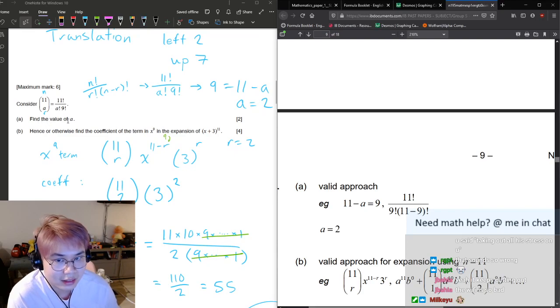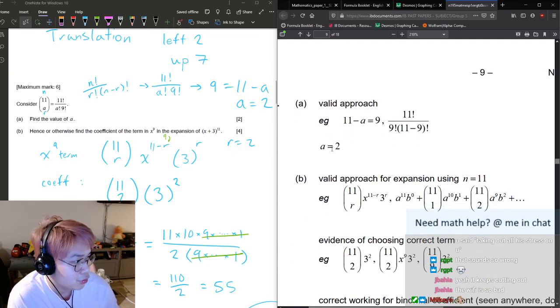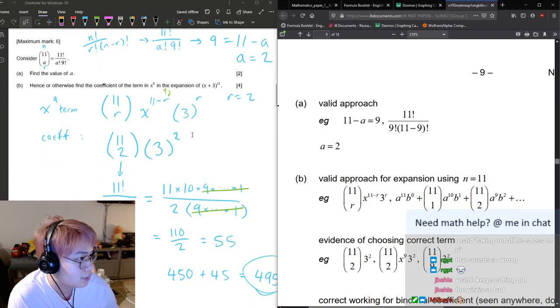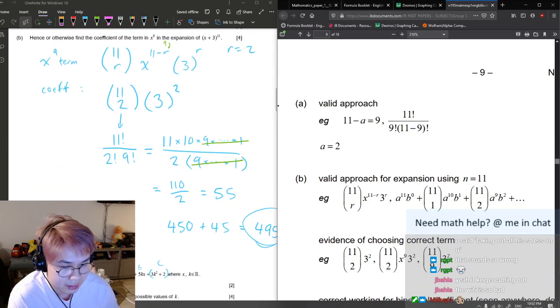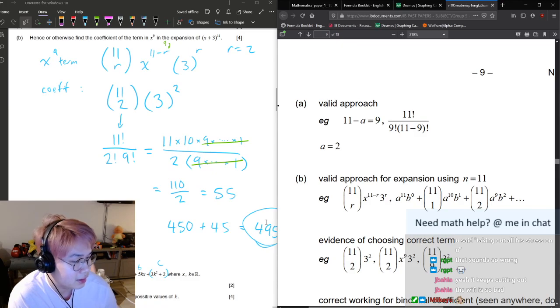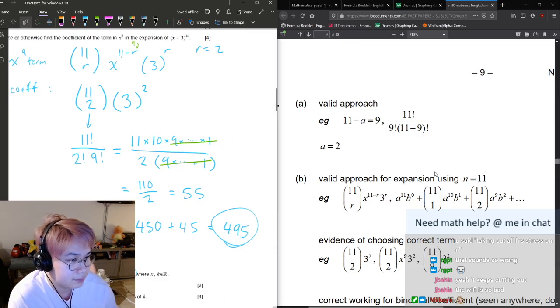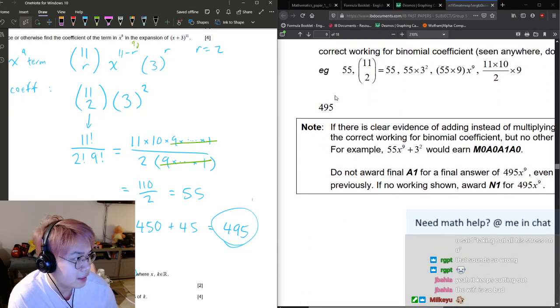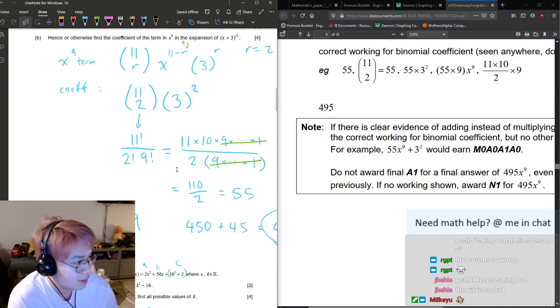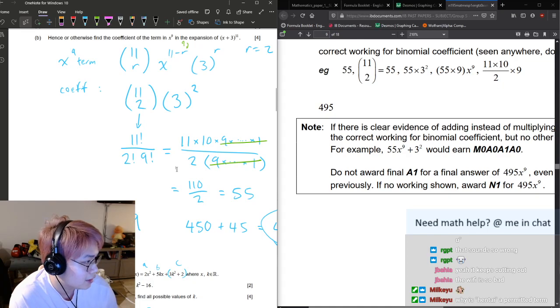Okay, next one. Find the value of A. So I said 2, and they say 2. Hence, find the coefficient. So I think it's this little circled answer right here, 495. And they have 495.